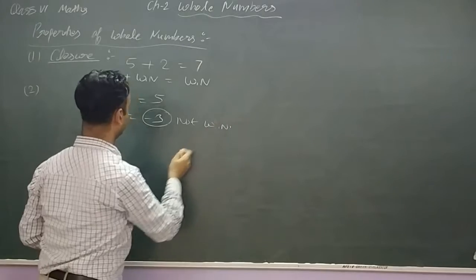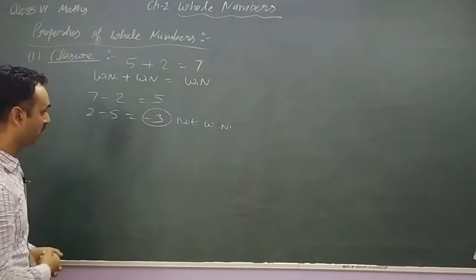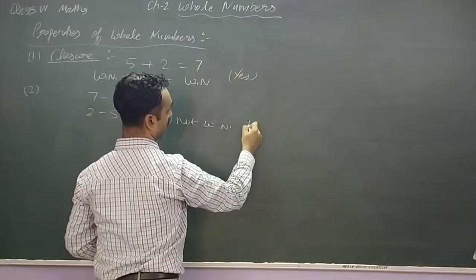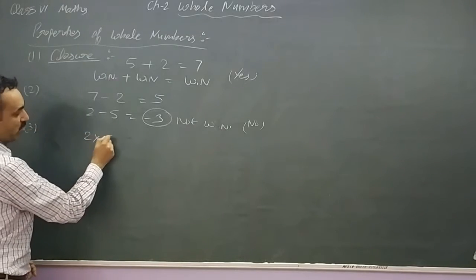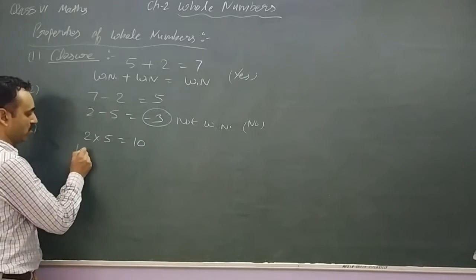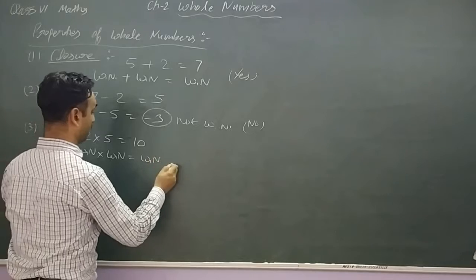Not a whole number. So in subtraction, the closure property is not applicable. Now we'll check for multiplication. Suppose 2 into 5, 10. So we get a whole number.